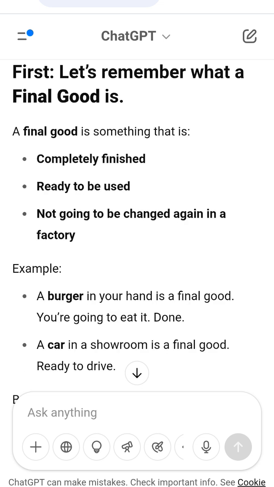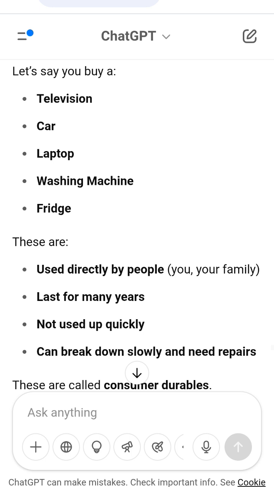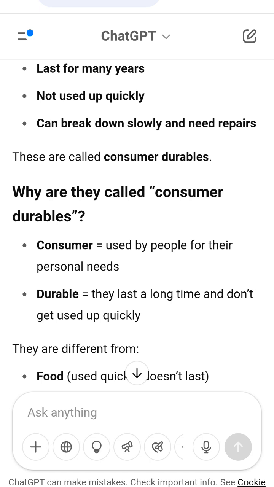You don't buy a steel sheet just to keep at home. You use it inside a factory to make something else. These are called intermediate goods. They are not final goods because they are not ready to use by people. Not capital goods because they get used up and don't last. They are raw materials or inputs.